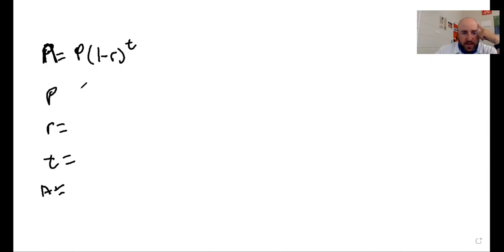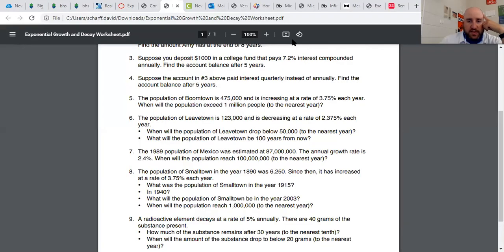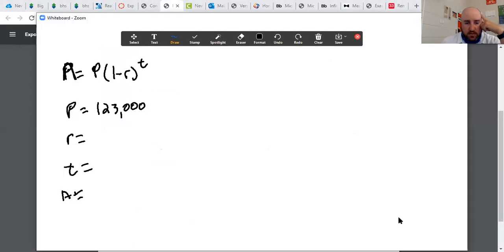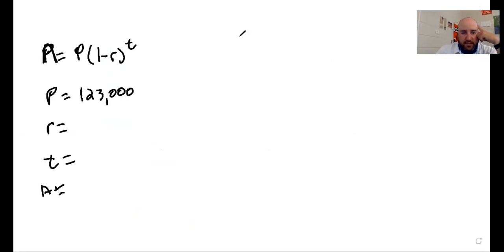All right. So 1 minus R, P was 123,000. R was 2 points... Ooh, I don't have it pulled up. Let me pull it back up real quick. I forgot that it was 2.375, I believe. 2.375. Okay, just making sure. All right, so 2.375, which again, we're going to move the decimal 2 spots to the left. So 0.02375, T is 100, and A is what we're looking for. So again, you don't necessarily have to do this. You can kind of just identify them in your problem, but I do need to see this.